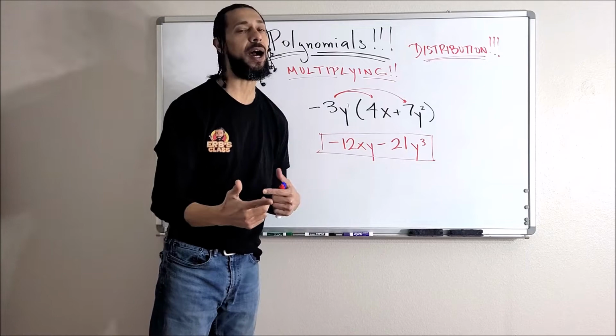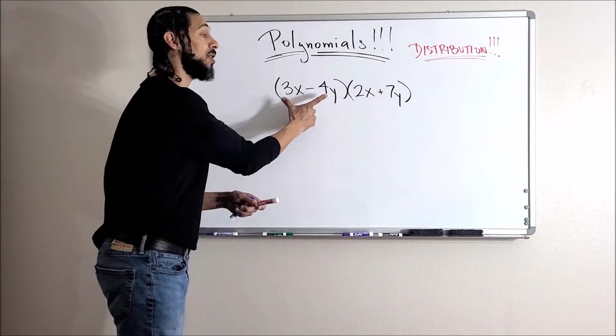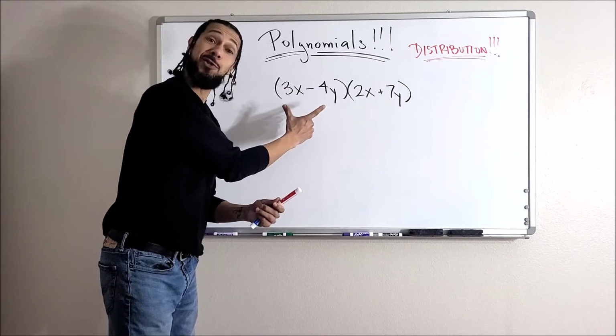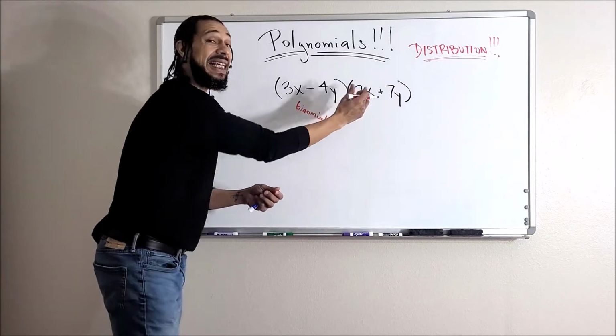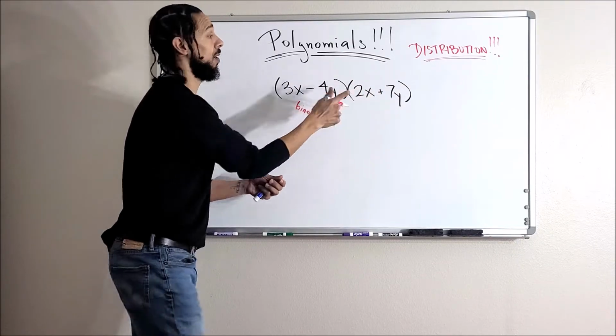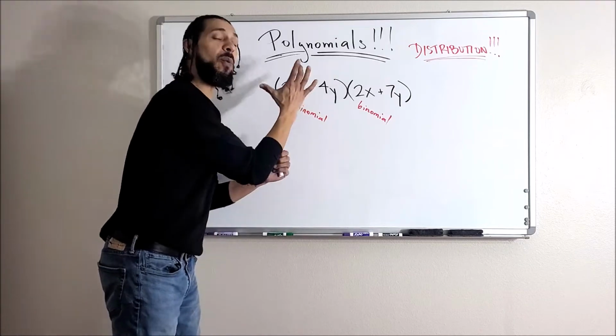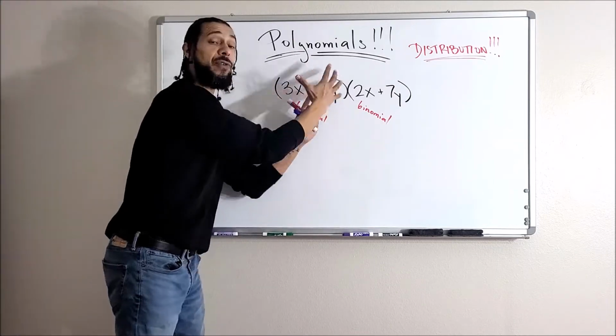Okay, let's kick it up a notch. Now notice this first thing inside parentheses has two terms. Binomial. So wouldn't that make the second thing in the second set of parentheses, which also has two terms, another binomial? Oh yeah, okay. So now when we're multiplying binomials, we have to make sure to multiply every combination.